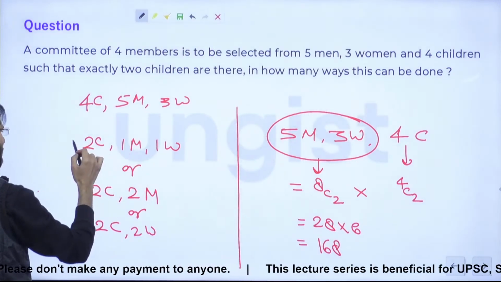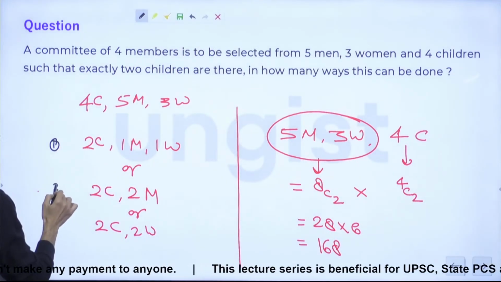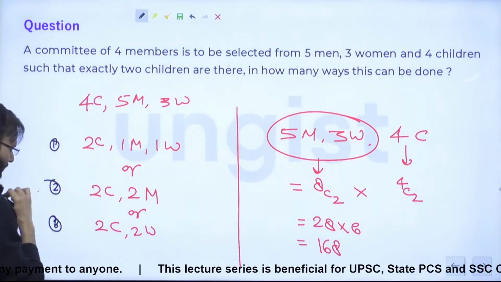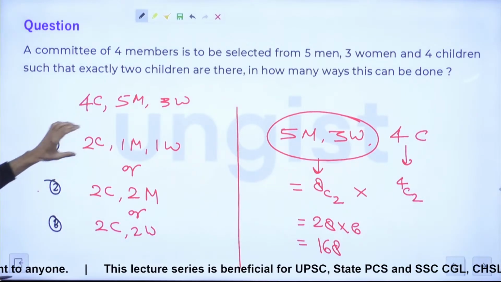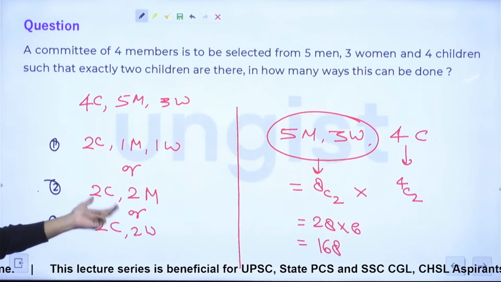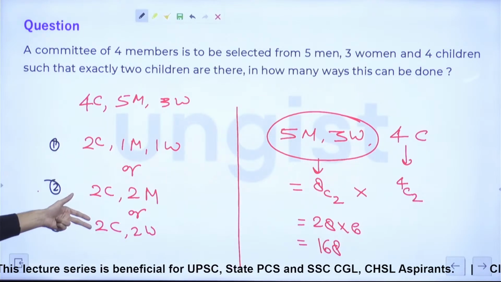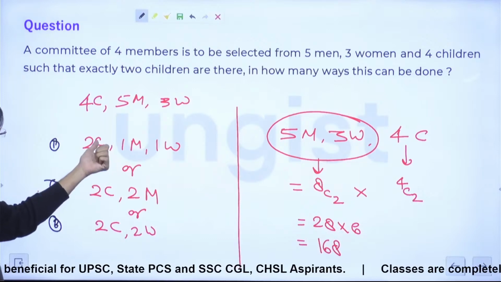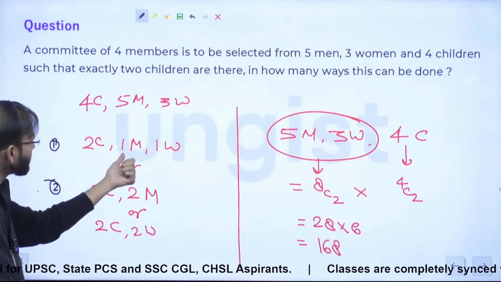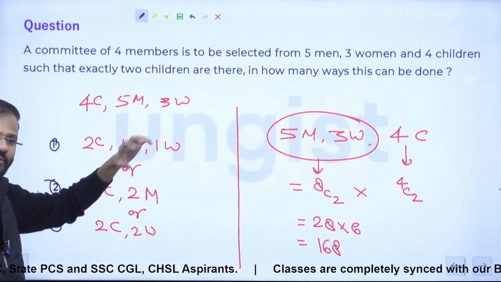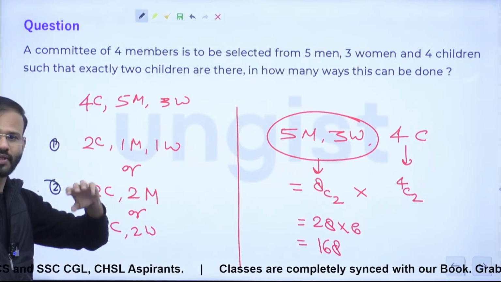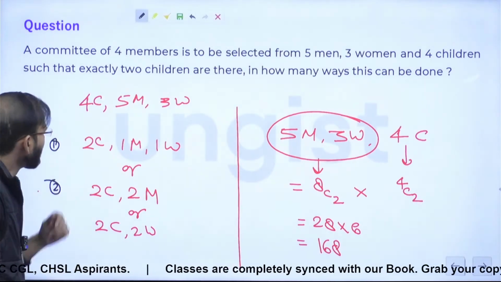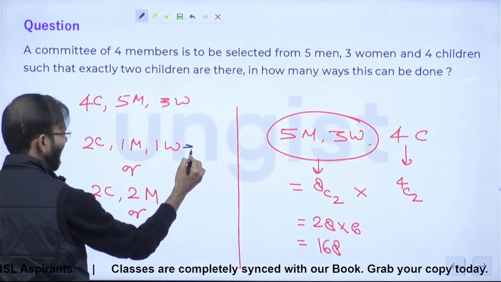This is the first form of the committee, this is the second form, this is the third form. These 3 numbers are connected with "or", I mean this or this or this, so they will be added. And here, 2 children and 1 man and 1 woman, so they will be multiplied. Guys, is it clear? Now just think about that.